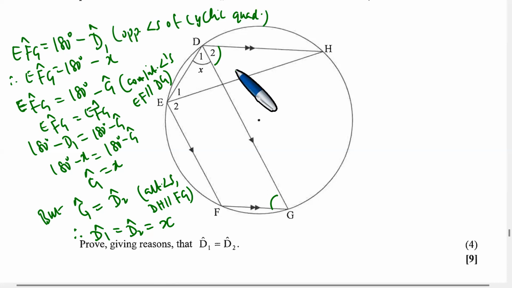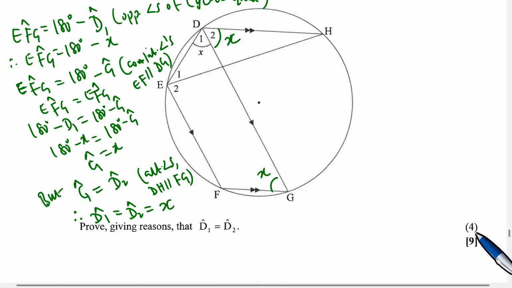Angle D1 is equal to angle D2 because you can see that D2 is G, but also you can see that G is X. So angle G is X, and angle G is equal to angle D2, which means D2 is also X. The reason, therefore, is that D1 equals D2 equals X. So we had to show that D1 is equal to D2, and we've proven that for 4 marks.